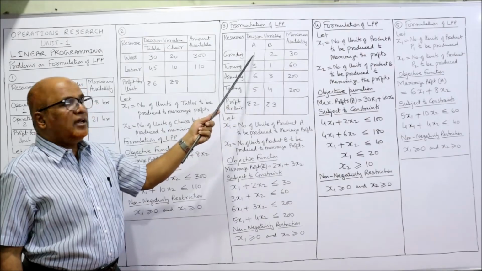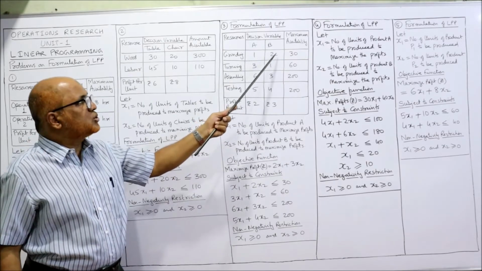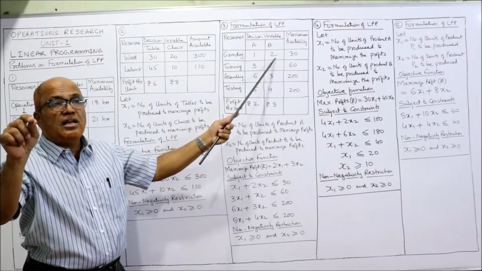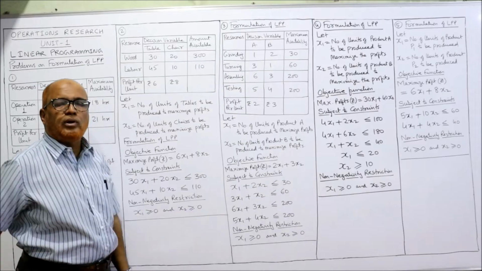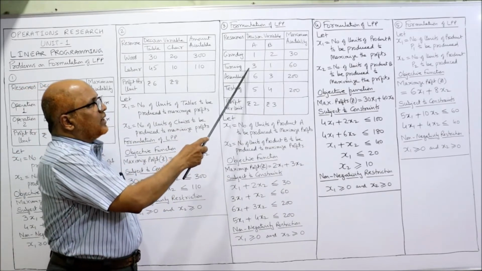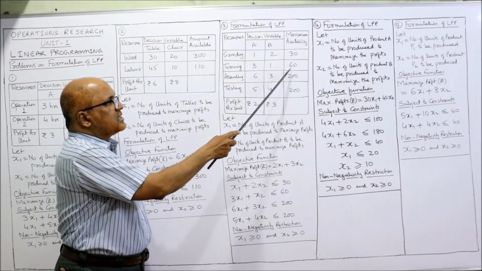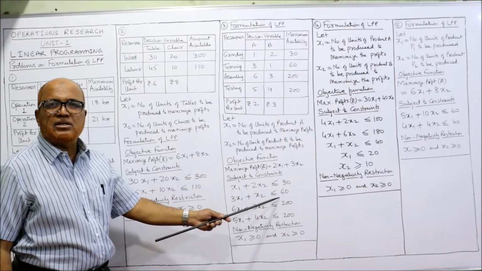So here 1 into x1 is x1. x1 plus 2x2 is less than or equal to 30. First constraint completed. Second, 3x1 plus x2 is less than or equal to 60.